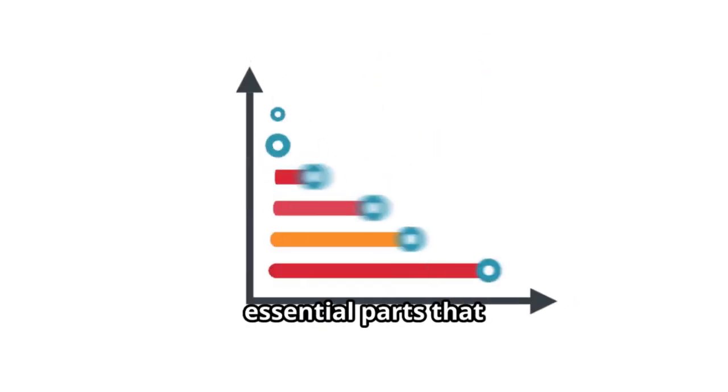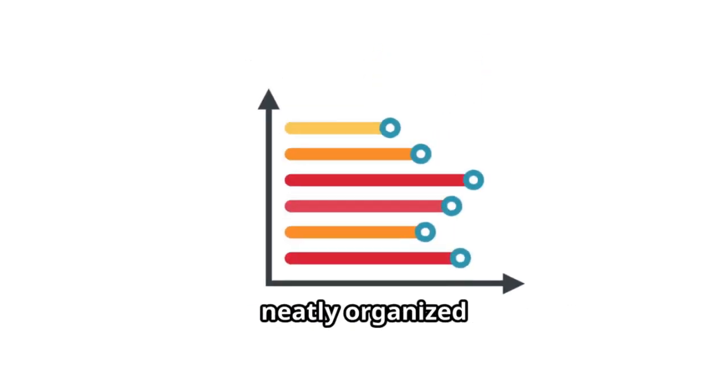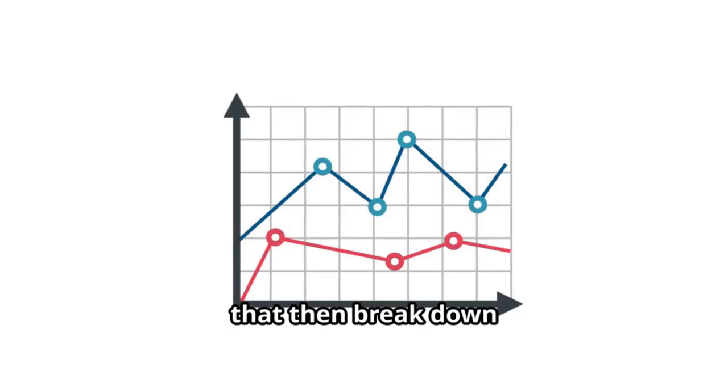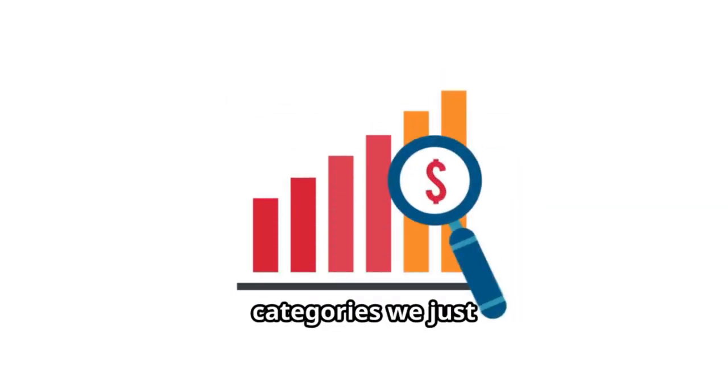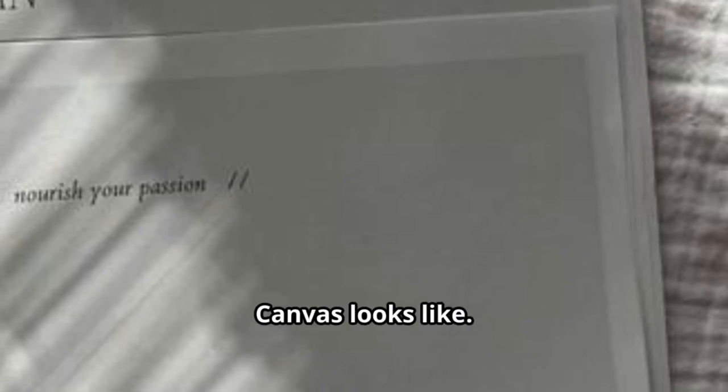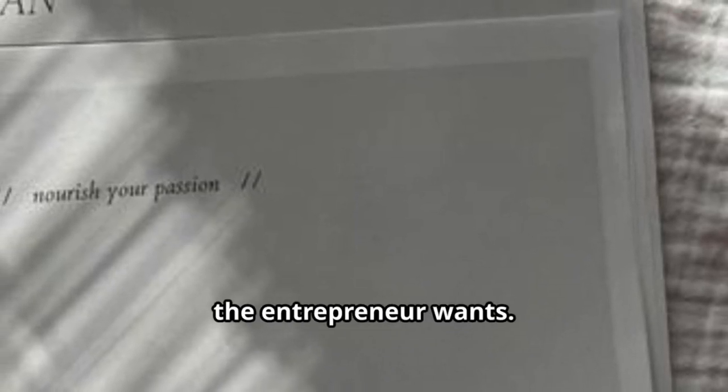These are the essential parts that make up the canvas, neatly organized into 4 big blocks that then break down into the 9 categories we just talked about. Finally, this is what a canvas looks like. It can be as big as the entrepreneur wants. It's a canvas divided into groups of information.